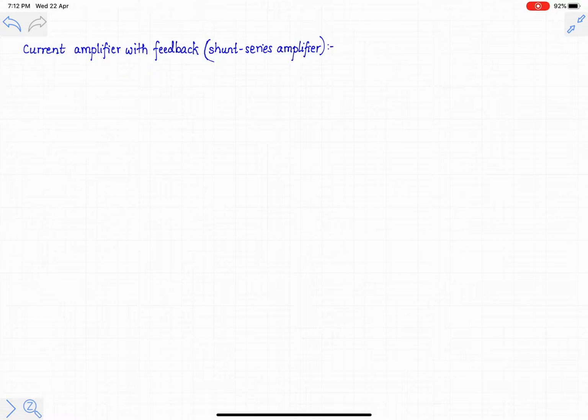In this session, we will see the analysis of current amplifier with feedback. It is called a shunt series amplifier because on the input side, to subtract current, the output side of the feedback network should be placed in parallel with the input side of the feed-forward amplifier. On the output side, to sense current, we know that the input side of the feedback network should be placed in series with the output side of the feed-forward amplifier. So that's why it is called the shunt series amplifier.